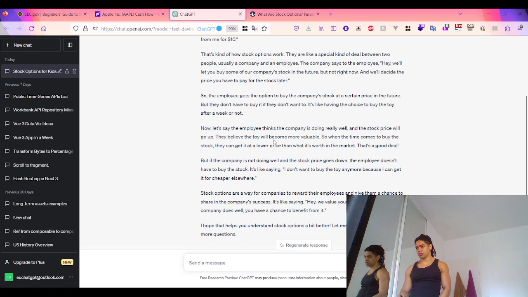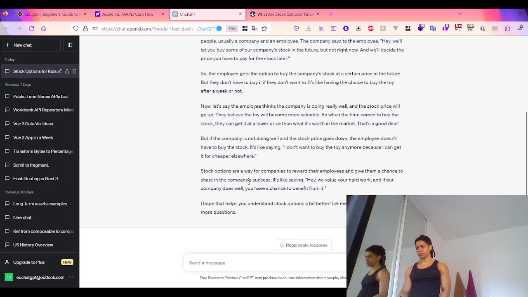They believe the toy will become more valuable, so when the time comes to buy the stock, they can get it at a lower price than what it's worth in the market. That's a good deal. But if the company is not doing well and the stock price goes down, the employee doesn't have to buy the stock. It is like saying, I don't want to buy the toy anymore because I can get it for cheaper elsewhere.